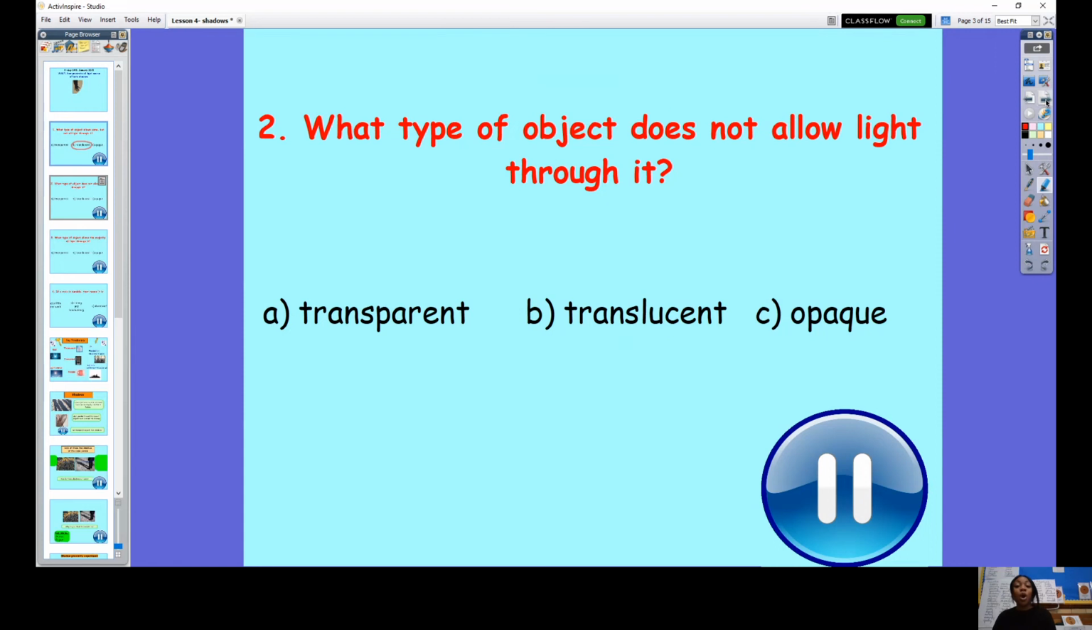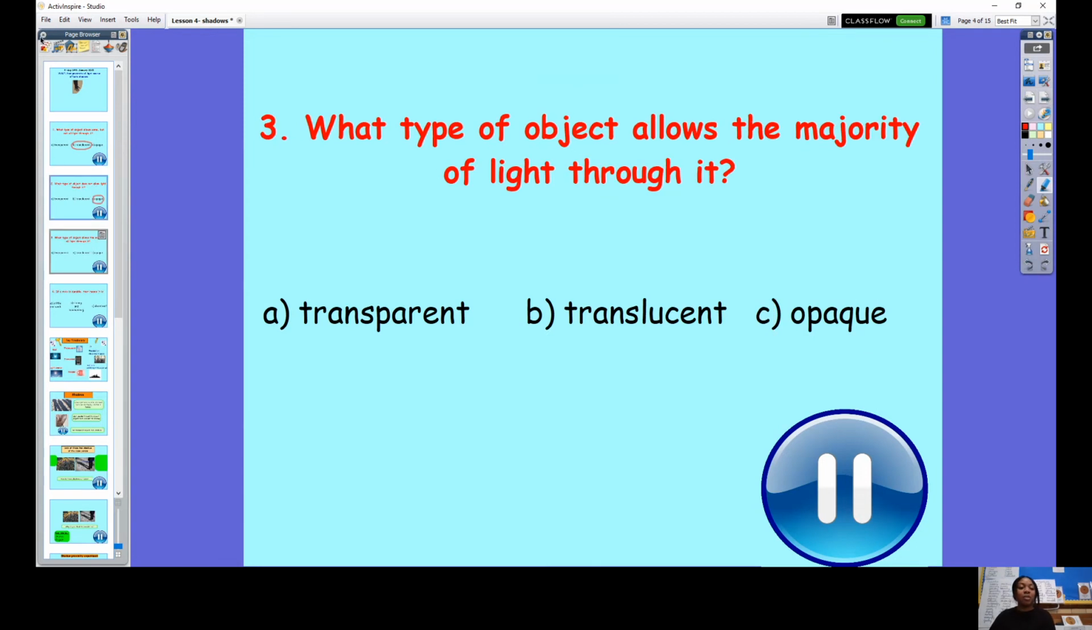Question number 2. What type of object does not allow light through it? Is it A, transparent, B, translucent, or C, opaque? Pause the video and answer that now. The answer was C. Opaque objects do not allow any light through it. That's why they cast a shadow instead, because it's blocking the light.